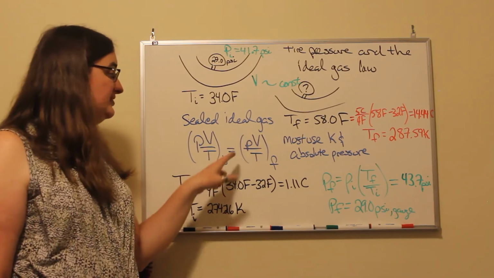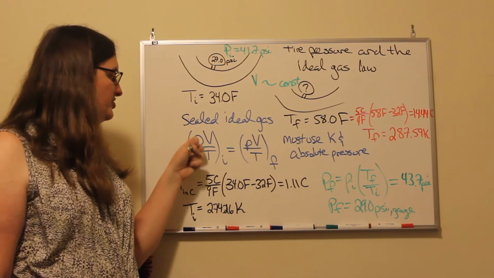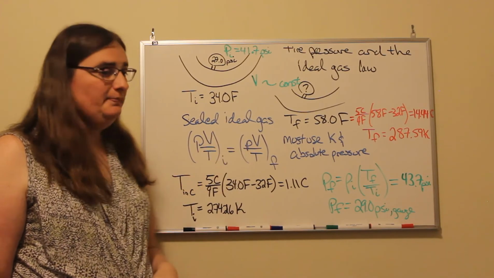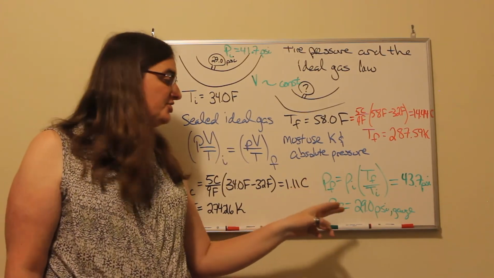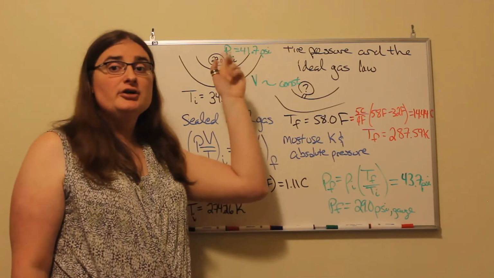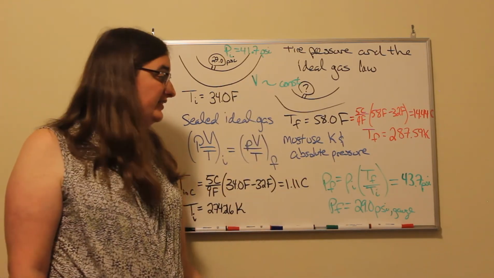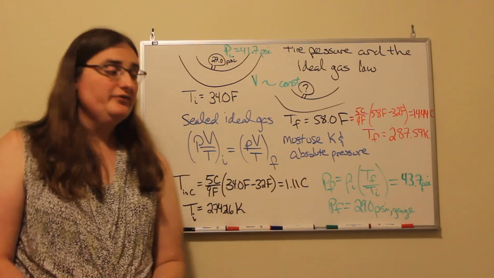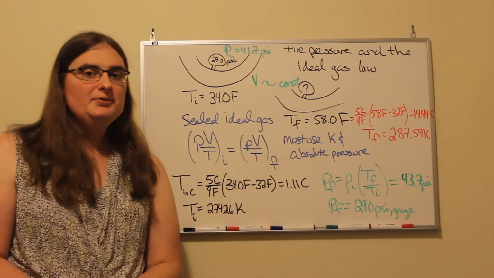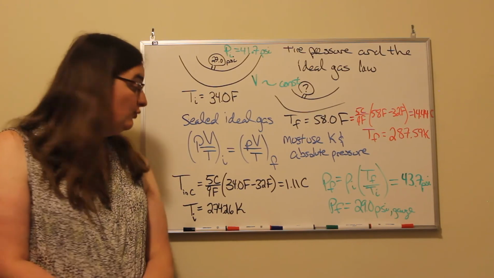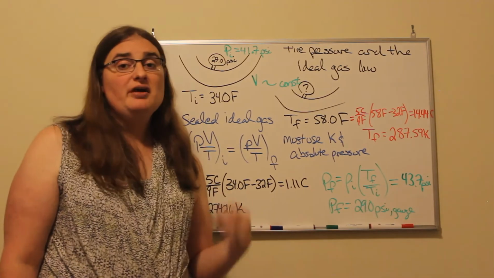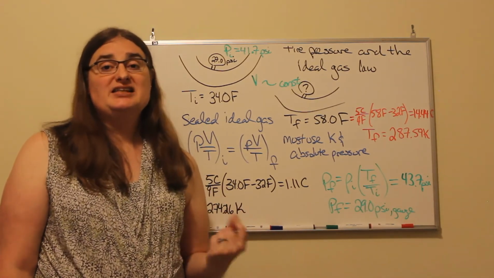Now, since our volume is constant, our initial pressure over our initial temperature will be our final pressure over our final temperature. So our final pressure is our initial pressure, 41.7 psi, times our final temperature, 287.59 Kelvin, divided by our initial temperature, 274.26 Kelvin, and that gives me a pressure of 43.7 psi.